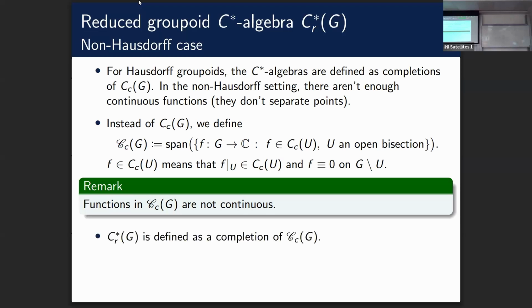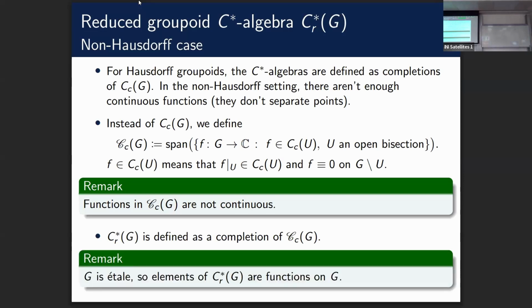Okay, and the reduced C-star algebra, which we're looking at today, is defined as a completion of Kelly C of G, in exactly the same way as it is for the Hausdorff case. And something we'll use here is because G is étale, elements of the reduced C-star algebra can still be viewed as functions on the groupoid. Okay, so this is all the background I'm giving, but what's important here is the C-star algebra is built from the Kelly C algebra, and this is the only real difference compared to the Hausdorff case.